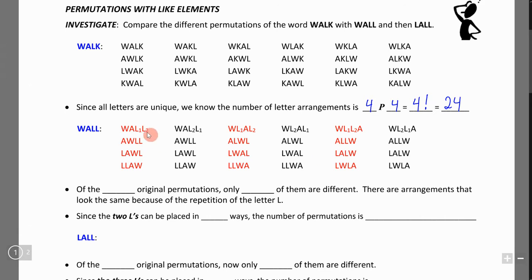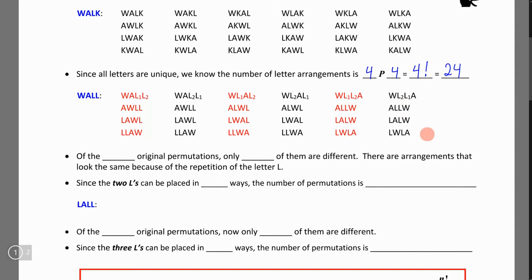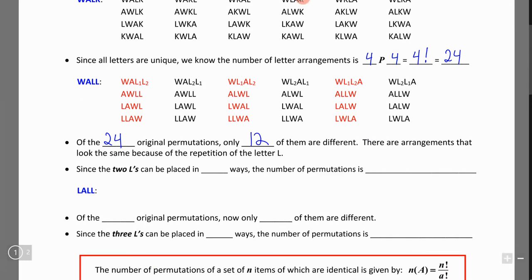But really, these L's are the same letter, and you notice that this word WALL repeats over here, and this WLAL repeats over here, and then WLLA repeats over here. So of the original 24 permutations, only 12 of them are different. I'm just going to quickly highlight: this is the same as this, and this is the same as this, and this is the same as this. So out of these pairs of columns, I can only count 4 of them, and I can only count these 4. So really, out of 24, only half of them are different, so 12 of them are different.